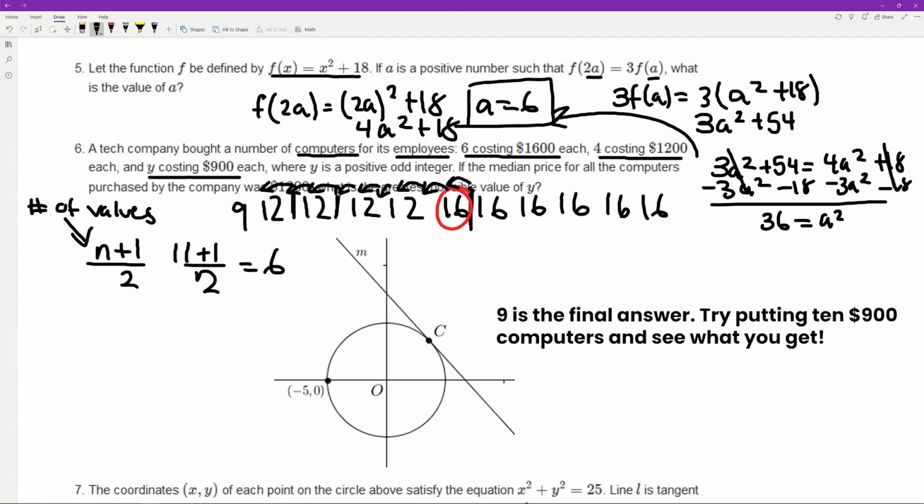So there's going to be halves here. So we actually can add 9 $900 computers to the set, and we will still be left with 12 as the median, or 1200 as the median. So as a result, 9 is going to be our answer.